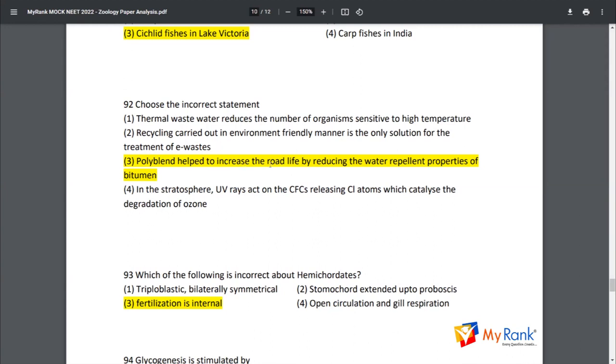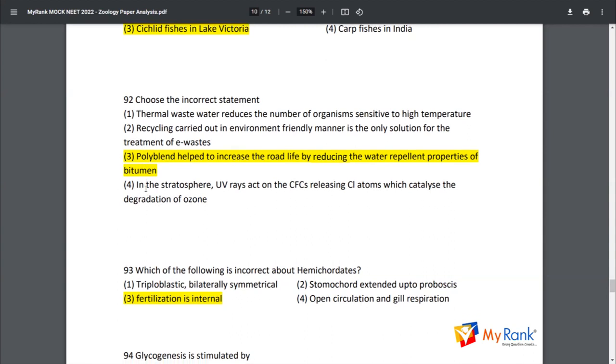Yes, polyblend is helping to increase the road life, but increasing the water repellent properties of bitumen would be the correct statement. Here the question says reducing, which is not correct. So option 3 is the incorrect statement. Now, option 4 states that in the stratosphere, UV rays act on the chlorofluorocarbons, which release chlorine atoms, which will catalyze the degradation of ozone, which is the correct statement. So option 3 is the incorrect statement for question number 92.